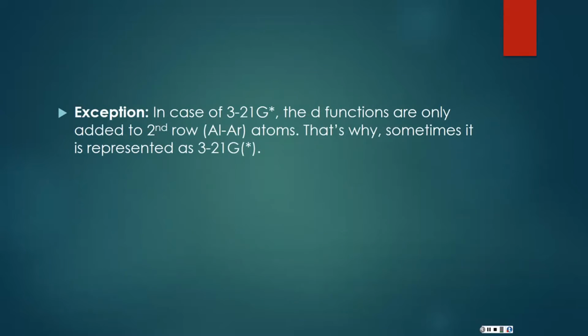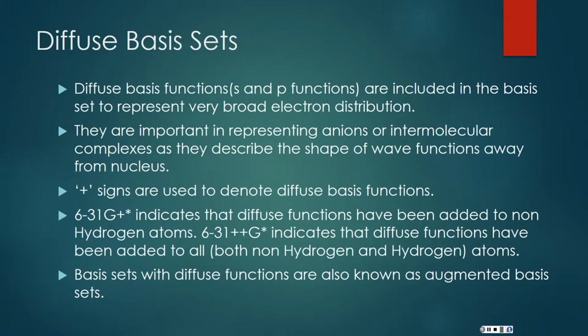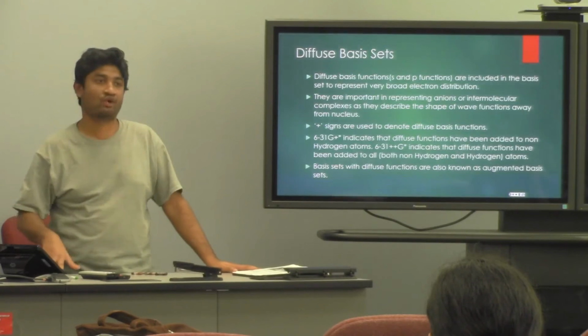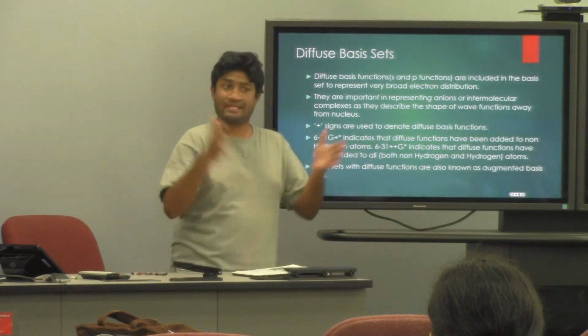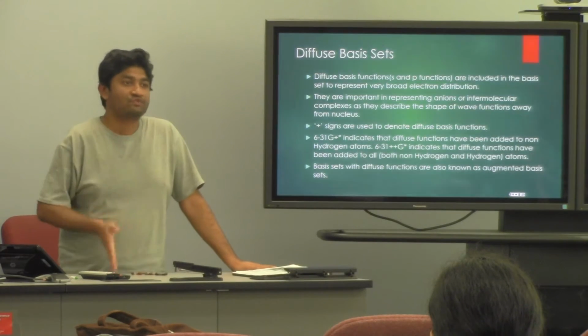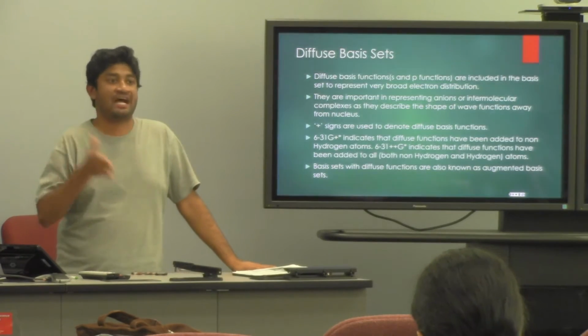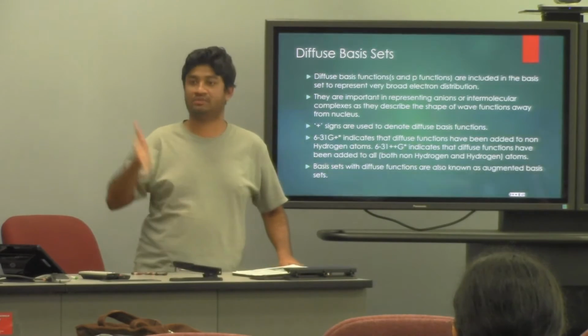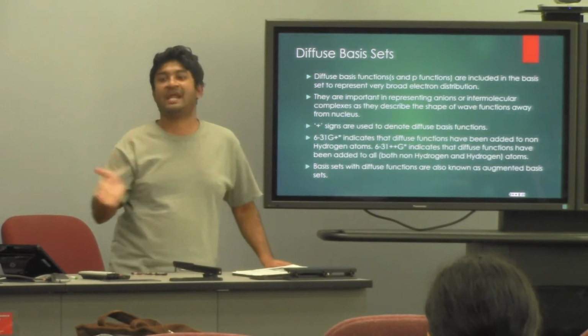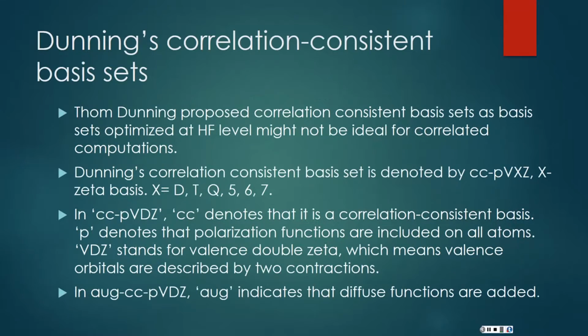The diffuse basis sets are used to represent very broad electron distributions. They are important in representing anions and intermolecular complexes. They are generally notated by plus signs. One plus sign indicates that the diffuse functions are added only to the non-hydrogen atoms, and 2 plus signs indicate that they are added to both non-hydrogen and hydrogen atoms.